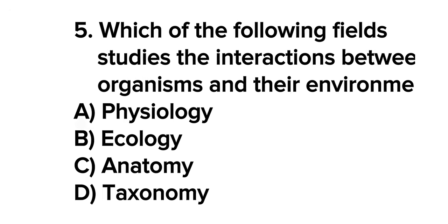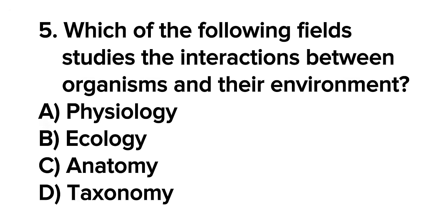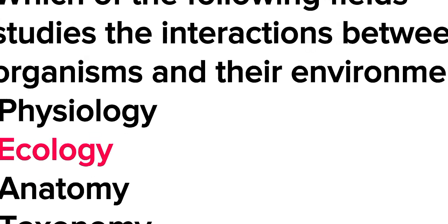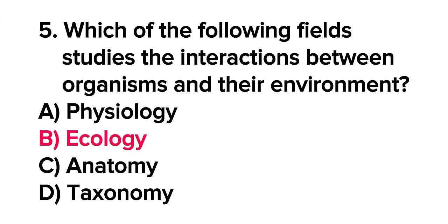Number 5, which of the following fields studies the interactions between organisms and the environment? A, physiology; B, ecology; C, anatomy; D, taxonomy. The answer is B, ecology. Ecology is the study of organisms and how they interact in their environment.